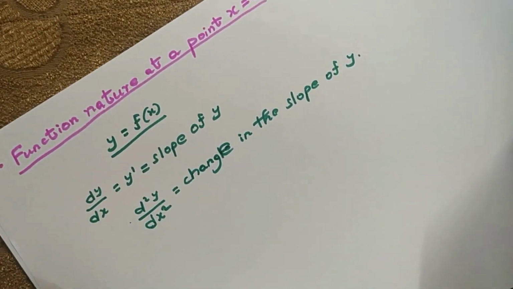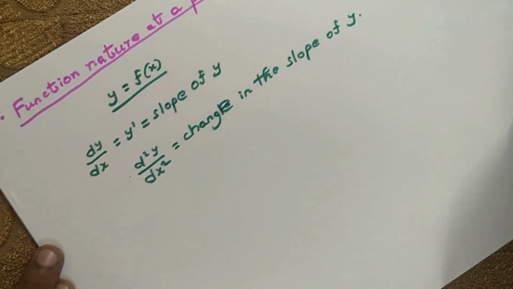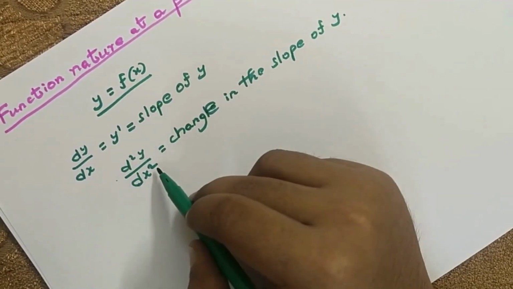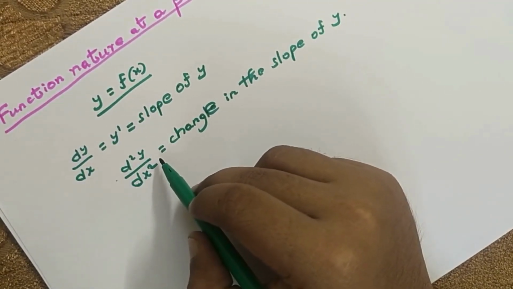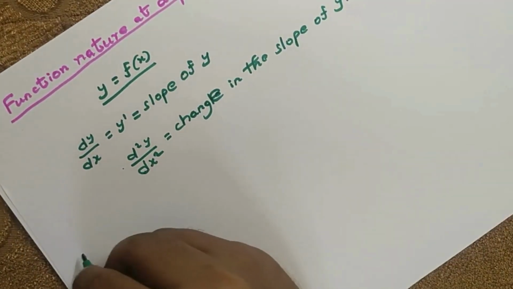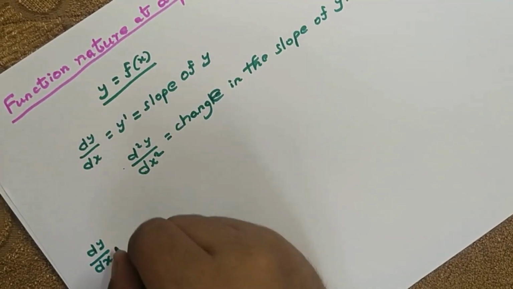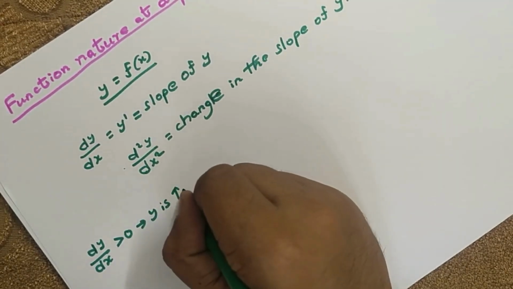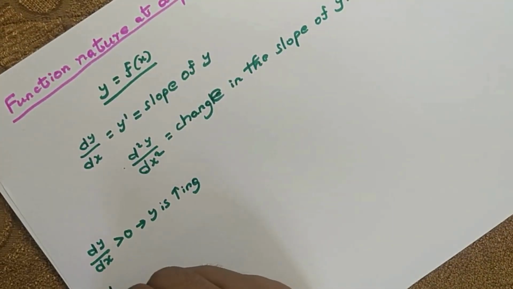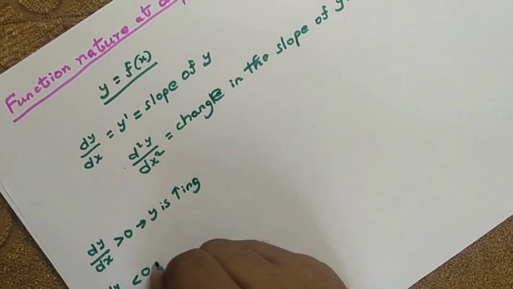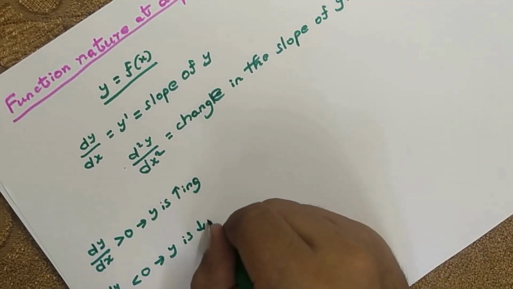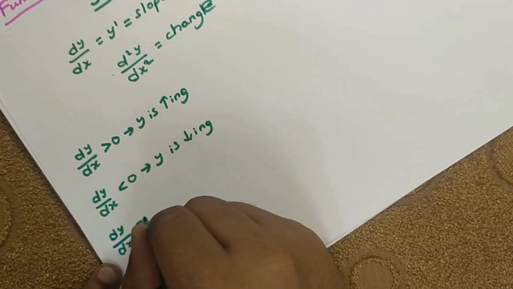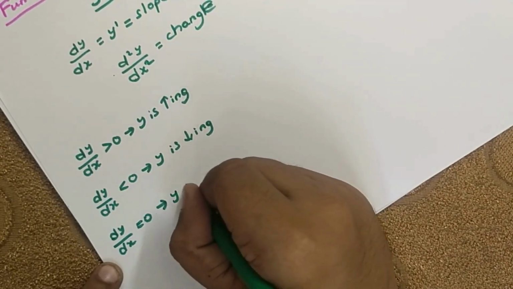This dy by dx can be greater than 0, less than 0 or equal to 0. Similarly, d square y by dx square also can be greater than 0, less than 0 or equal to 0. Let's consider all those cases. First case: dy by dx is greater than 0. We say y is increasing. If dy by dx is less than 0, y is decreasing. And dy by dx can be 0 as well. If it happens, y is stationary.